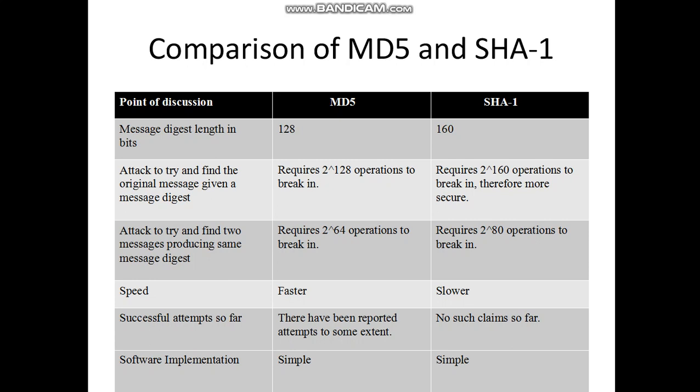For the next functionality, MD5 requires 2 power 64 operations to break, that is half of 128. In SHA, it requires 2 power 80 operations to break. Compared on speed, MD5 is faster and SHA-1 is slower. On successful attacks so far, there have been reported attempts to some extent against MD5. For the SHA-1 algorithm, there are no such claims so far. The software implementation is very similar and simple in both MD5 and SHA-1.